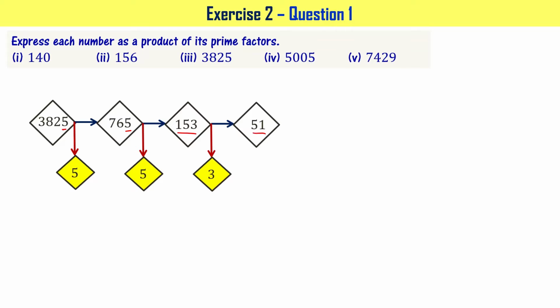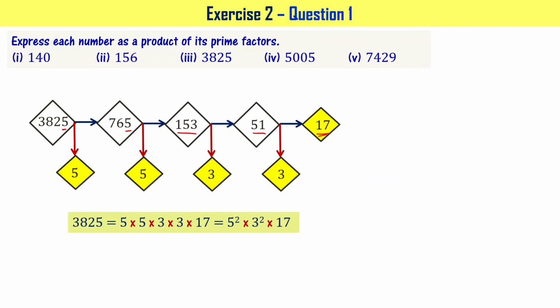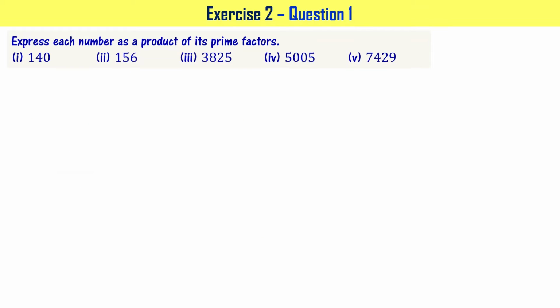51 is a composite number. It can be written as 3 times 17, right? So 17 is also a prime number. So we stop here and write 3825 as 5 times 5, 3 times 3 times 17. I can write it as 5 square times 3 square times 17. Got it? Now let's look at 5005.